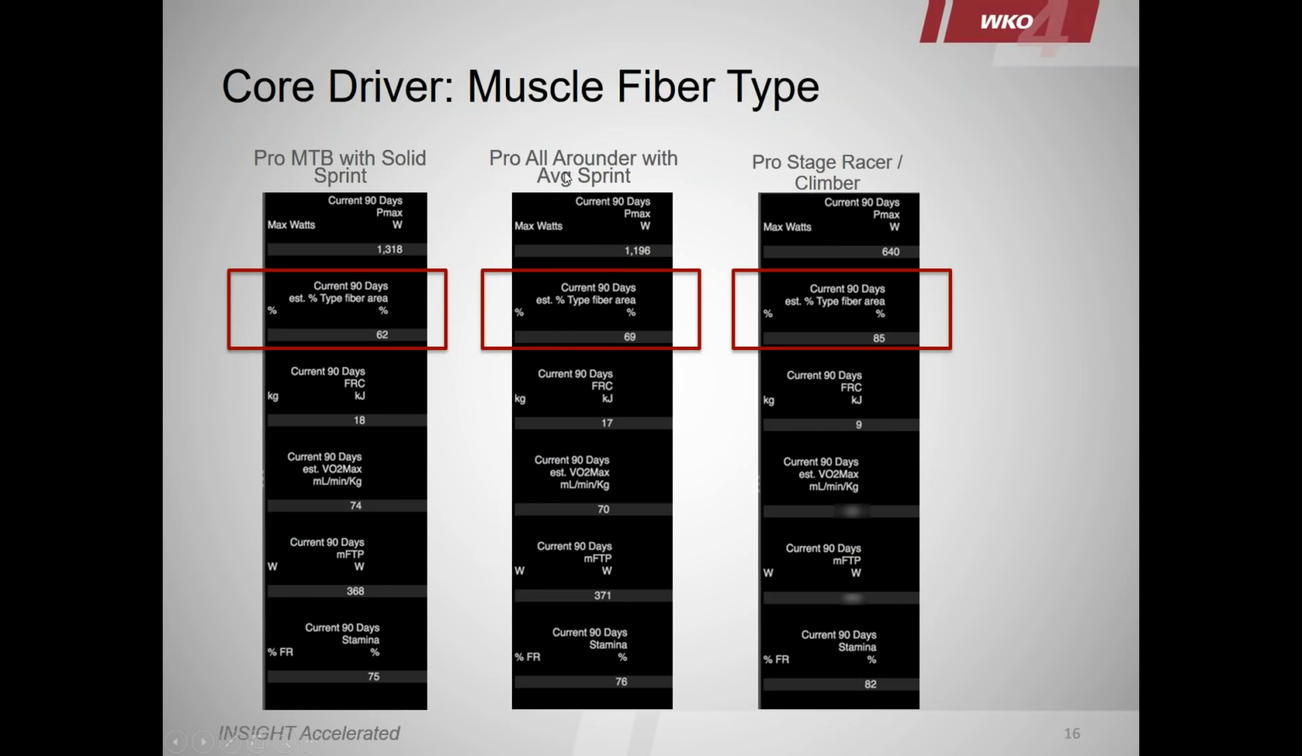Here's another pro all-arounder with an average sprint. You can see he's got a little less fast twitch fiber because his slow twitch fiber is higher. And here's a pro stage racer, climber type of rider, very successful pro. Excuse me, sorry about that, that snuck up on me. We can see a whole lot of slow twitch fiber. The further down you are in that number, the lower your slow twitch. You could always use the inverse. Our report just shows slow twitch estimated based off a formula. We definitely see that the more slow twitch fiber you have, the less Pmax.